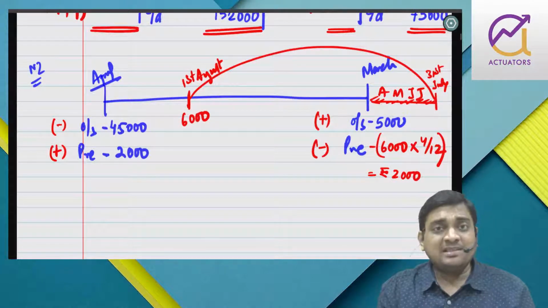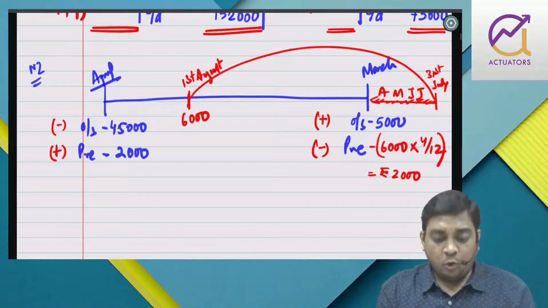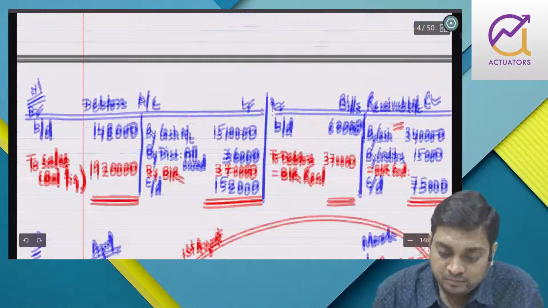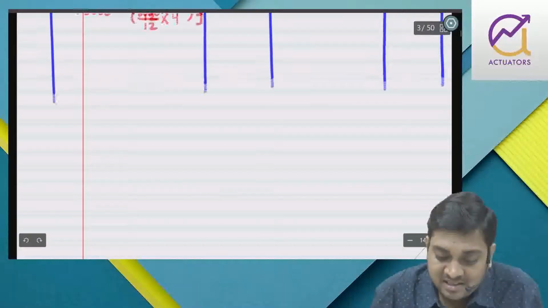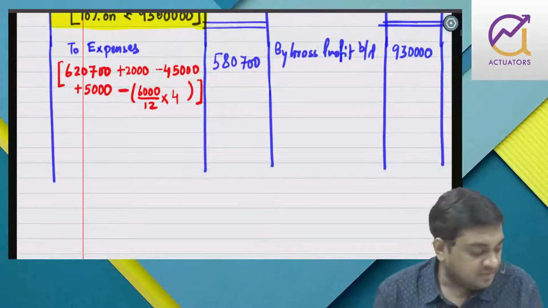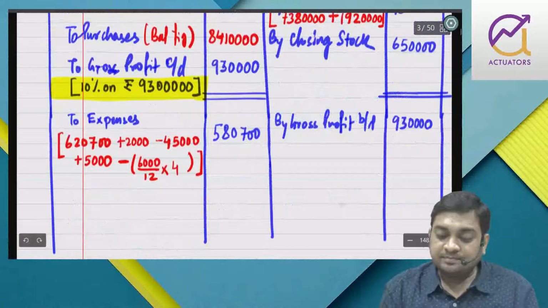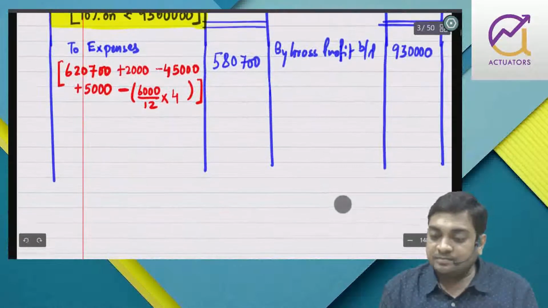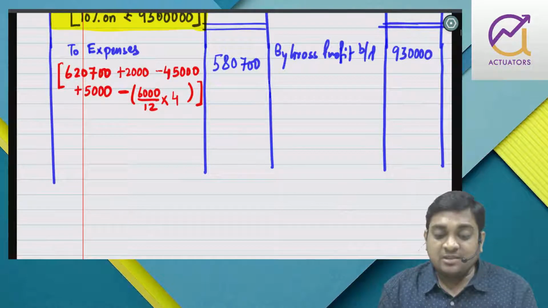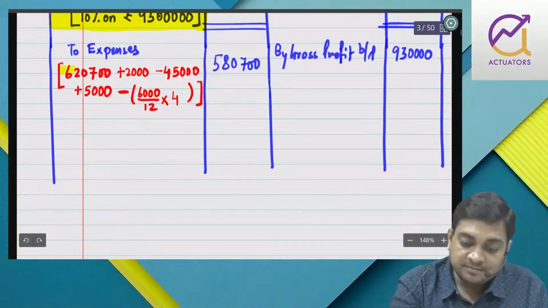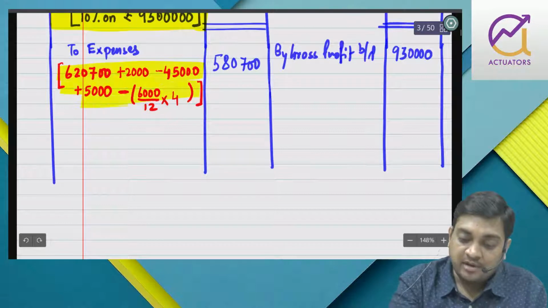Now opening outstanding means last year. Opening prepaid means it is related to current year, accrual basis concept. So accordingly we are getting this figure, 5,80,700. I guess there is no such problem in this. This is very important.